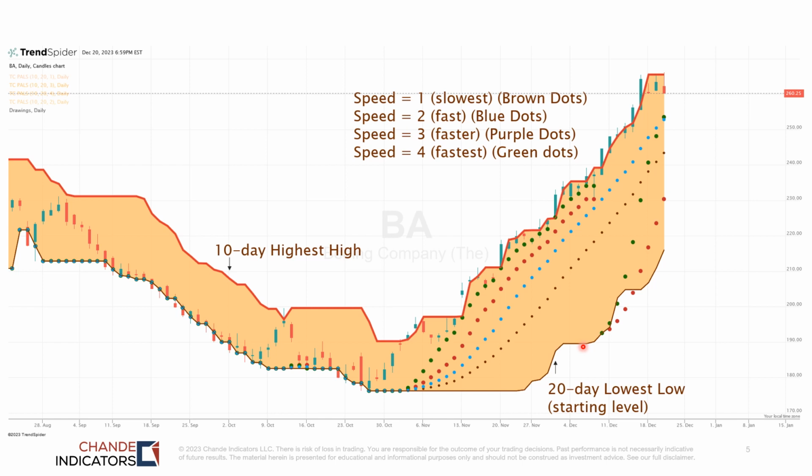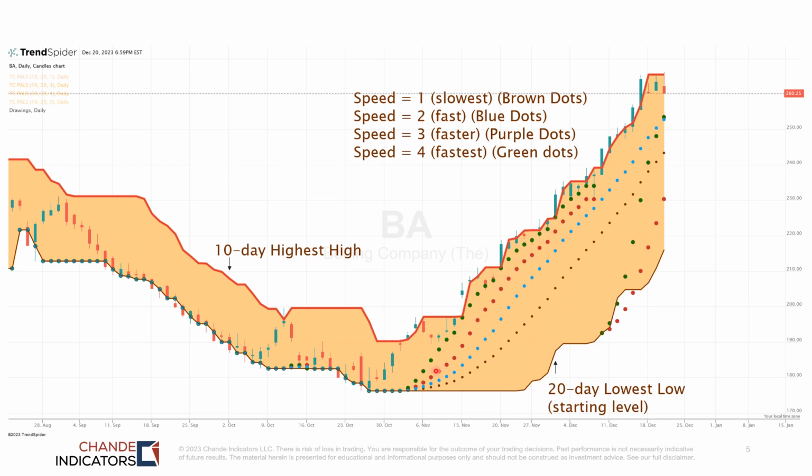So all of them are starting at the lowest low, and you see they are accelerating at different speeds because those are the speeds that are available. The brown dots are the slowest speed and the green dots are the fastest speed. Clearly, based on your preference, you may want a relatively slow speed for longer term trading and a relatively fast speed for shorter term trading.